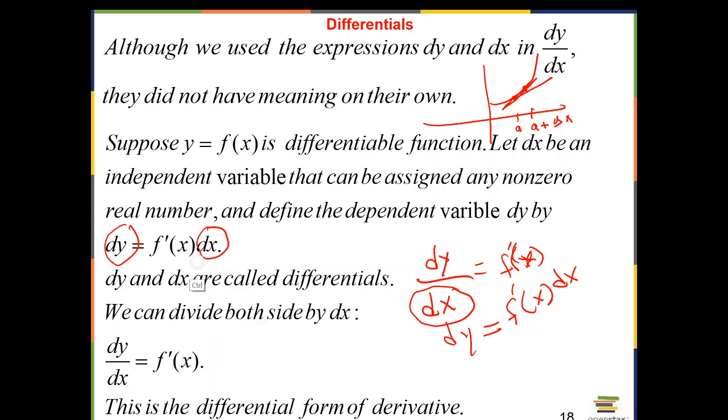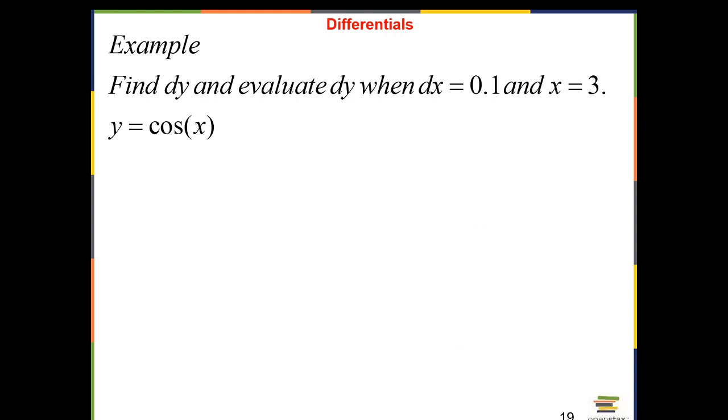And we can divide both sides, of course, by dx. Now we can think of what? Think of the Leibniz notation or differential form of the derivative. So let dx be an independent variable that can be assigned any non-zero real number, and define the dependent variable dy this way, right? So now these two are differentials.